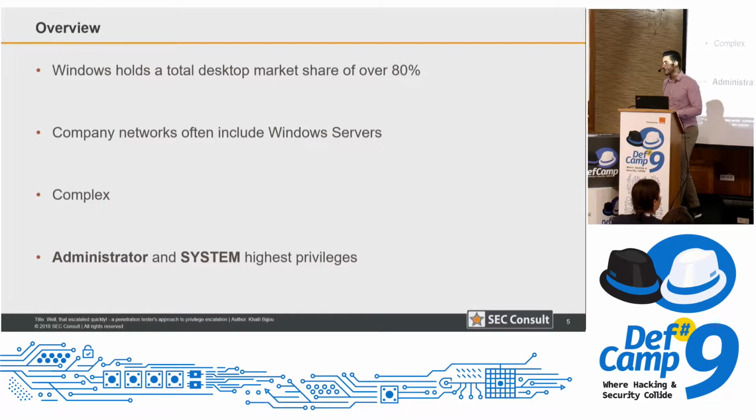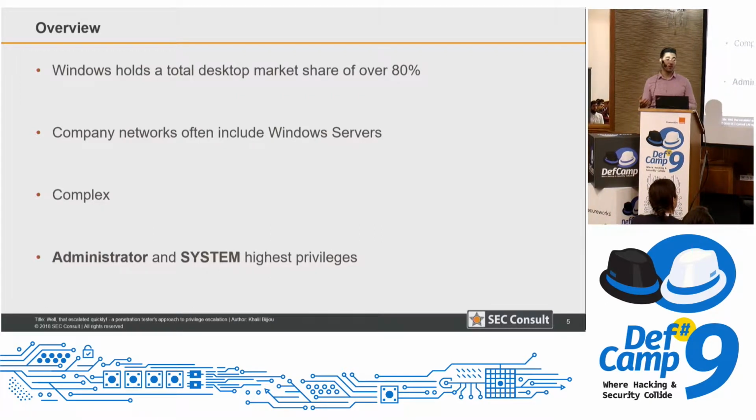Windows itself is complex. It's an operating system that's old, that's been on the market for a long time. Many vulnerabilities have been found, and many vulnerabilities have been patched. And this all together adds to the complexity of Windows systems. And obviously, what we always want to achieve on a Windows system is to get administrator or system privileges, which are the highest privileges in Windows systems, the equivalent to the root account in Linux.